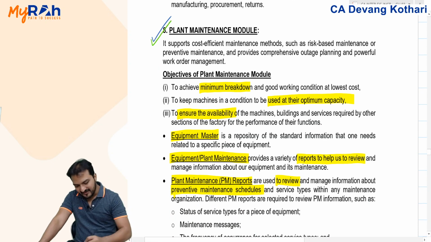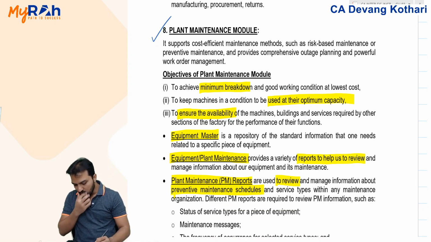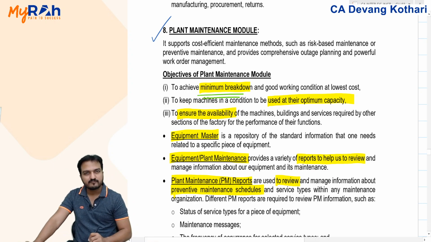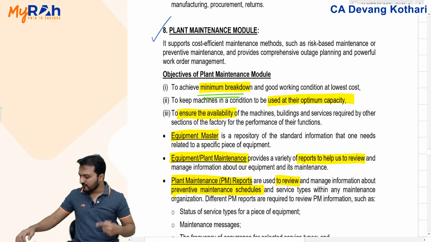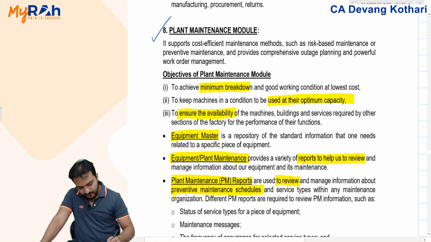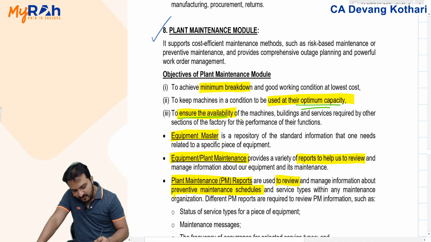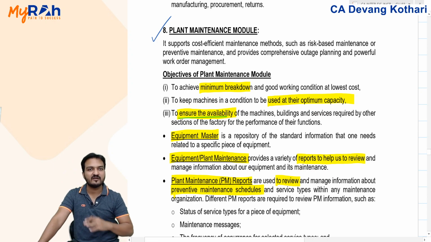Plant maintenance module is the module which will help you in maintaining the plant machinery. It will help you achieve minimum breakdown, because it will keep telling you when to do the servicing of the plant so that the plant does not break down. It will help you to use the machines at its optimum capacity. Yes, and it will ensure availability of the machine throughout the year whenever it is needed.